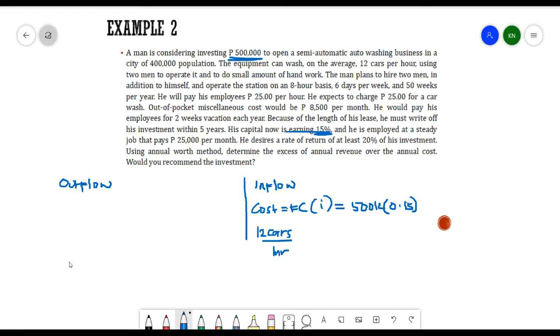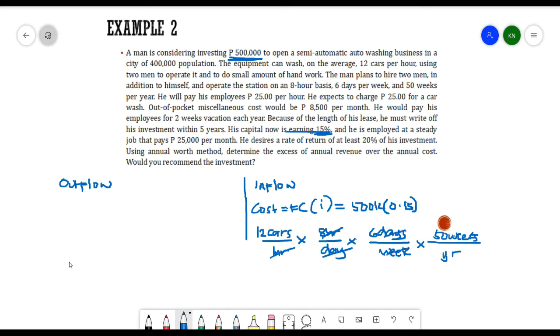Using, the man plans to hire two men in addition to himself and operate the station on an 8-hour basis. So times 8 hours in a day, times 6 days per week, and we also have 50 weeks per year. So again, you need to remember that we are on an annual basis, so we need to solve each given according to its year.